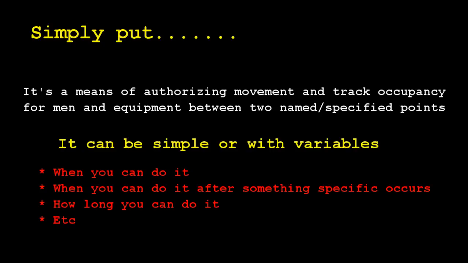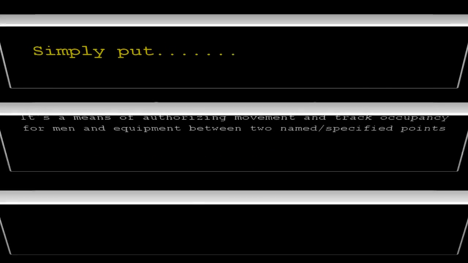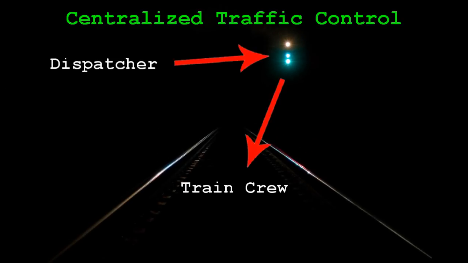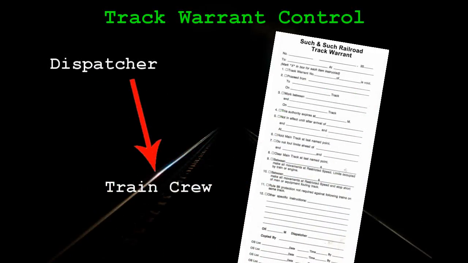Now, it can be very simple or with a bunch of variables such as when you can do it after something specific occurs, or how long you can do it, and so on and so on. All right, now check this out. With centralized traffic control, or CTC, the basis of authority for movement starts with what the dispatcher wants you to do, right? Only most of the time in signal territory, you receive this information by signal indication. It's like the middleman. Makes sense?